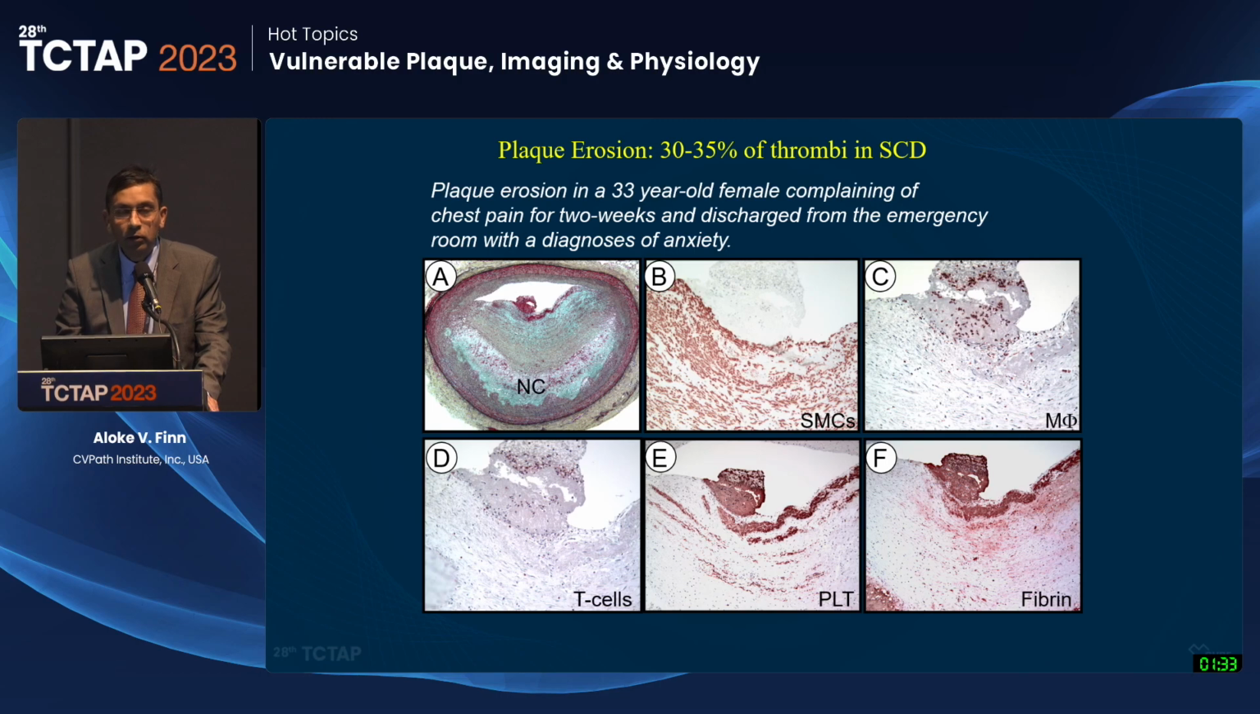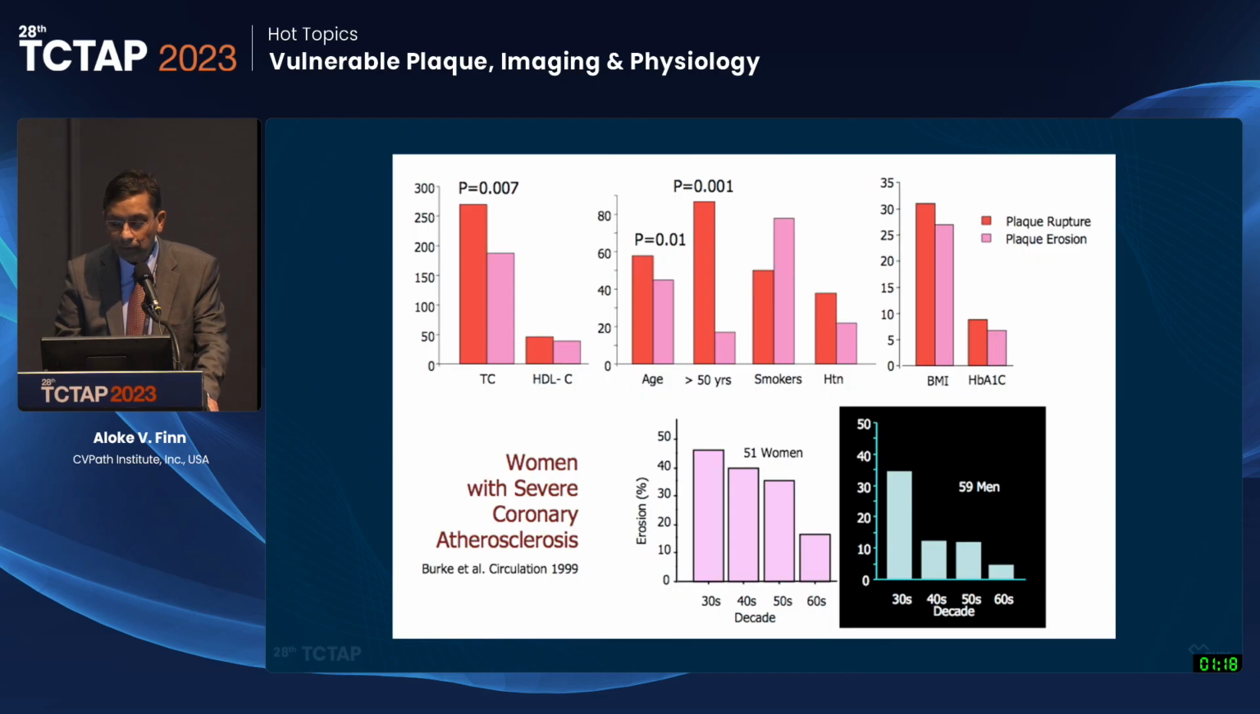Plaque erosion, you know that plaque erosion is responsible for a fair number of events, and you can see here typical plaque erosion with fibroatheroma, eroded endothelial cells, and a fibrin and platelet-rich thrombus overlying that erosion. And we know that plaque erosions are really seen in patients who are younger, who are smokers, and don't have as high a cholesterol level.